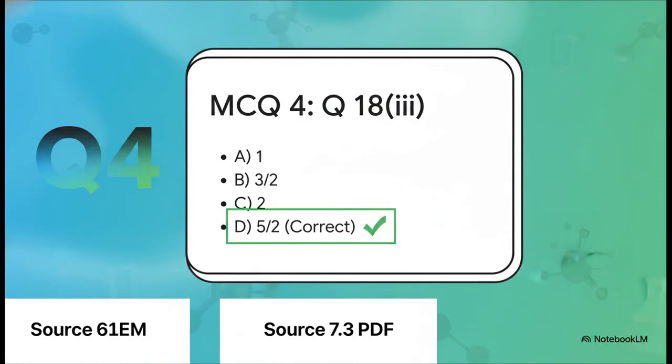Okay, final question. MCQ 4, based on question 18.3. What is the overall order for a reaction with the rate law, rate equals k, A to the power of 1/2, B squared? A, 1. B, 3/2. C, 2. D, 5/2. Just add 1/2 and 2. Got your answer? The correct answer is D, 5/2.